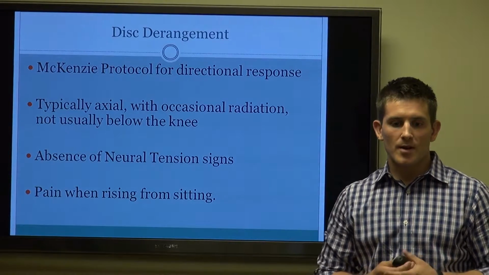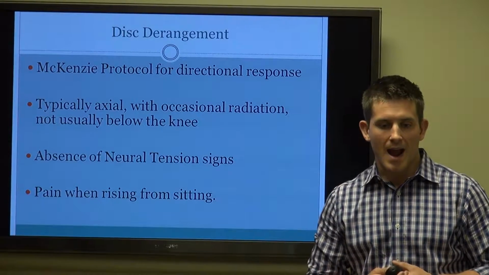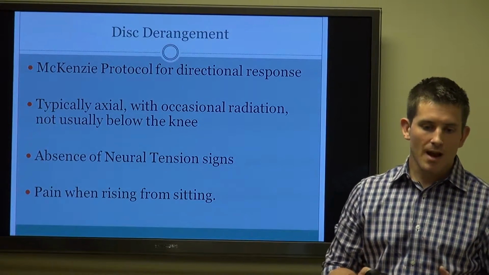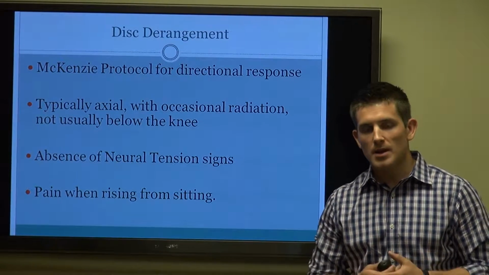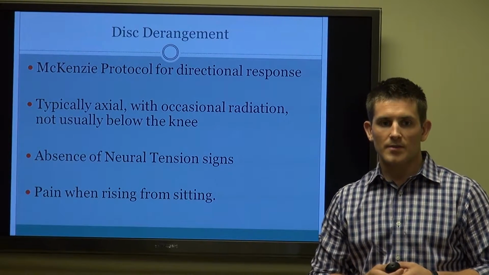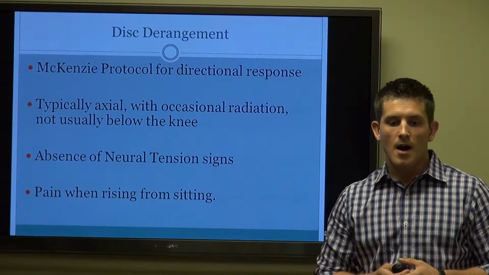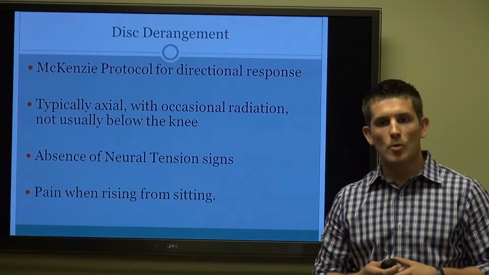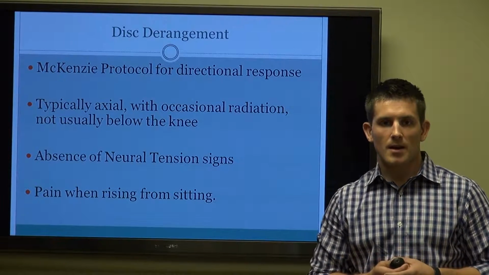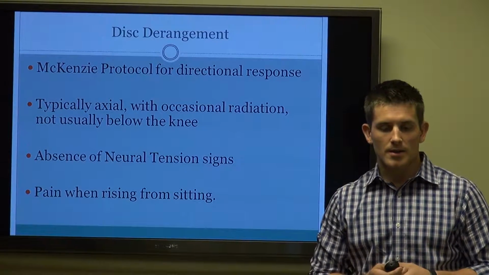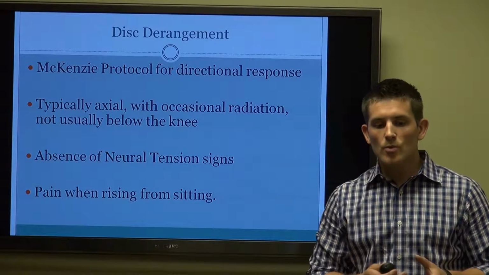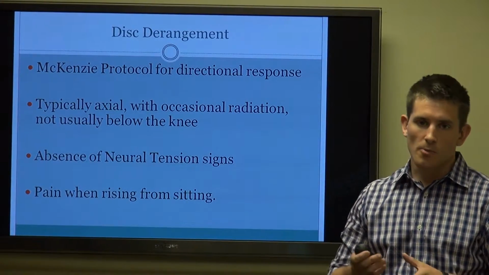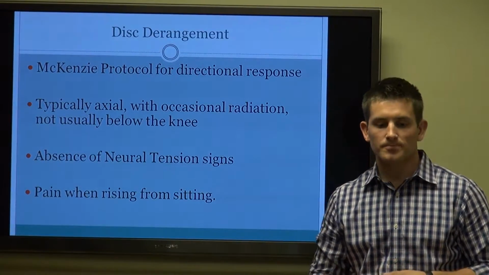What we typically find with a disc derangement is that it's, again, axial in nature. Occasionally you can have radiation, not usually below the knee, but of course everyone's seen stuff that doesn't quite fit the cookie cutter model. There's generally going to be an absence of neural tension signs, no burning leg pain in the dermatomal distribution or anything regarding that. And generally we'll see pain when rising from sitting, or pain with prolonged sitting and posture.